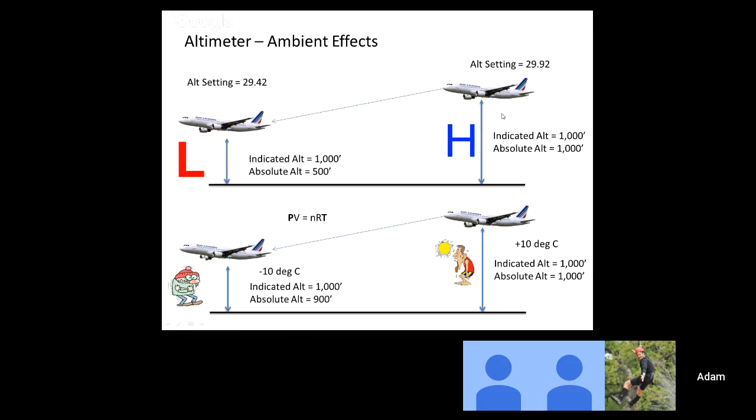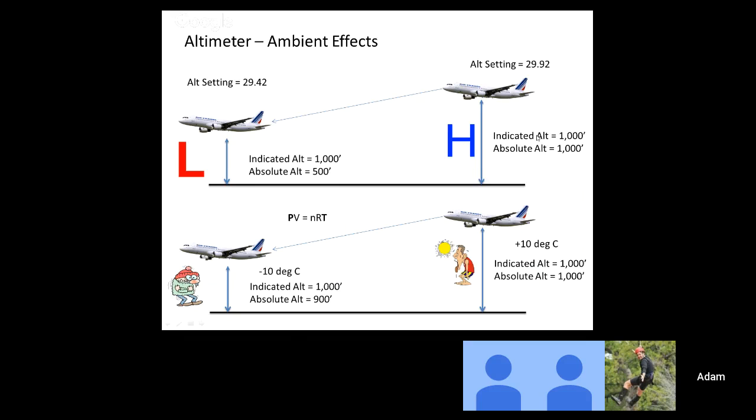So, graphically speaking, and I also put some numbers to this too, because it helps to understand how much it affects. Here's an example where the top aircraft is flying from standard atmosphere, 29.92 inches of mercury, to a location where the pressure is 29.42 inches of mercury.